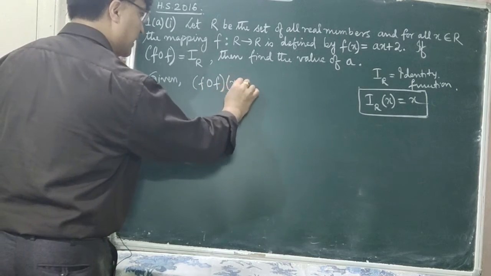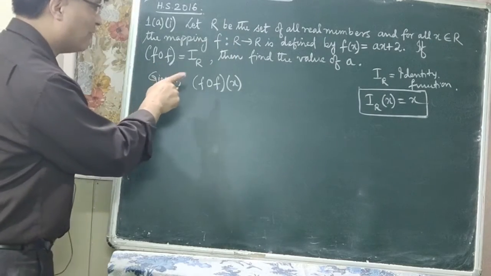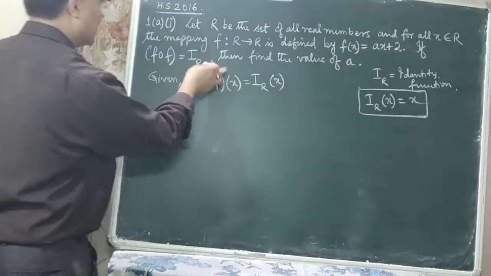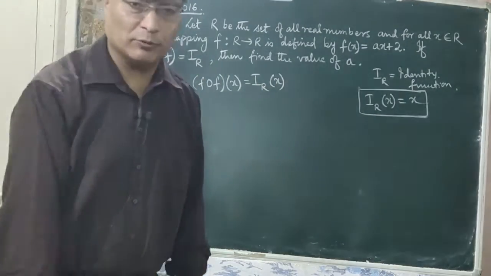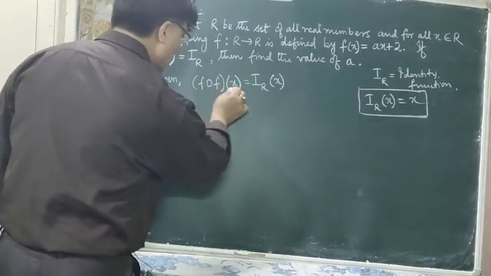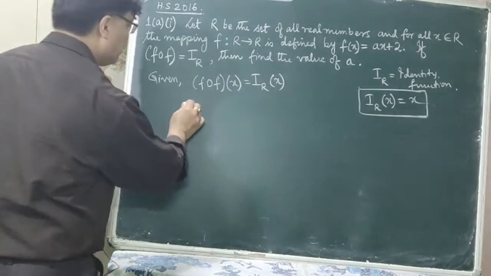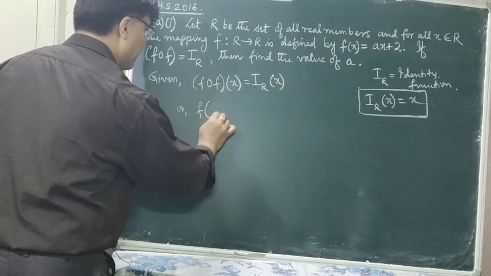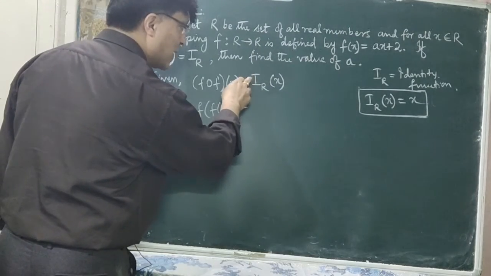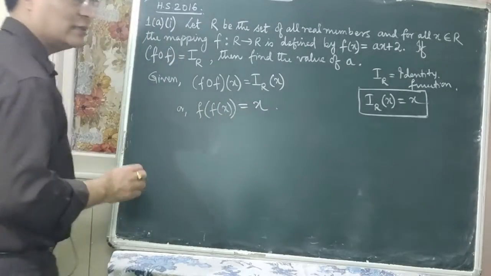Here given is fof of x. Now x belongs to the domain R. So fof of x is equal to IR of x. Both sides, x belongs to the domain R. Okay. So now this composite function, or composition of function, is defined as f of f of x, which is equal to, what is identity function of x? That is your x by definition, isn't it? You can write here x.